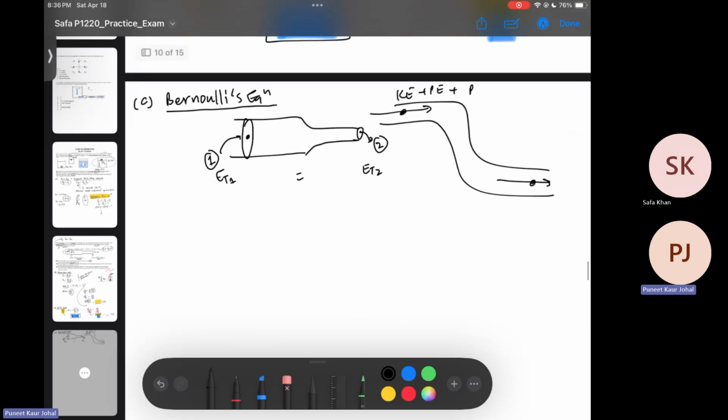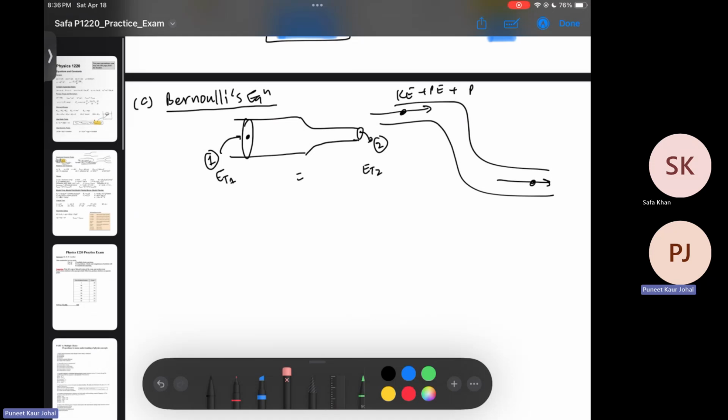So what Bernoulli's equation takes into account is the kinetic energy, the potential energy, and the pressure at the first point, and puts it equal to the second point, because total energy of everything is always conserved. And that is basically what the equation is. Just a little bit of background for understanding, because it'll make more sense.